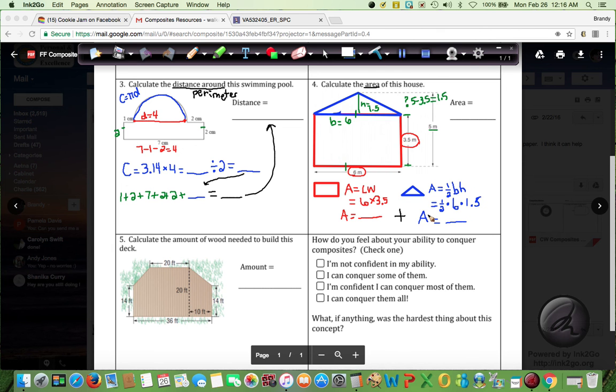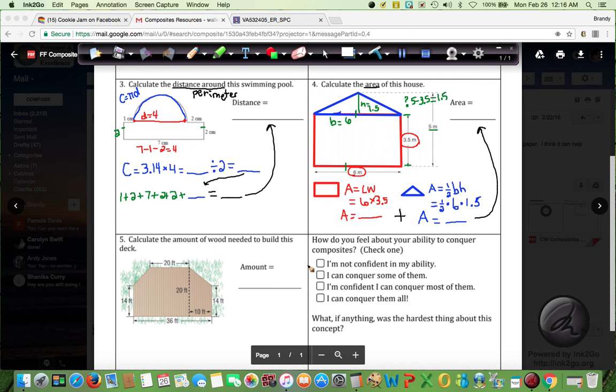But you see how you break it down into shapes? I don't have a formula that gives me this whole thing. There's no reason to break it into, I don't know, two trapezoids or anything. Break it down into the easiest shapes possible. So we have this answer plus this answer. If you do all of that, you will get the area of the entire house.